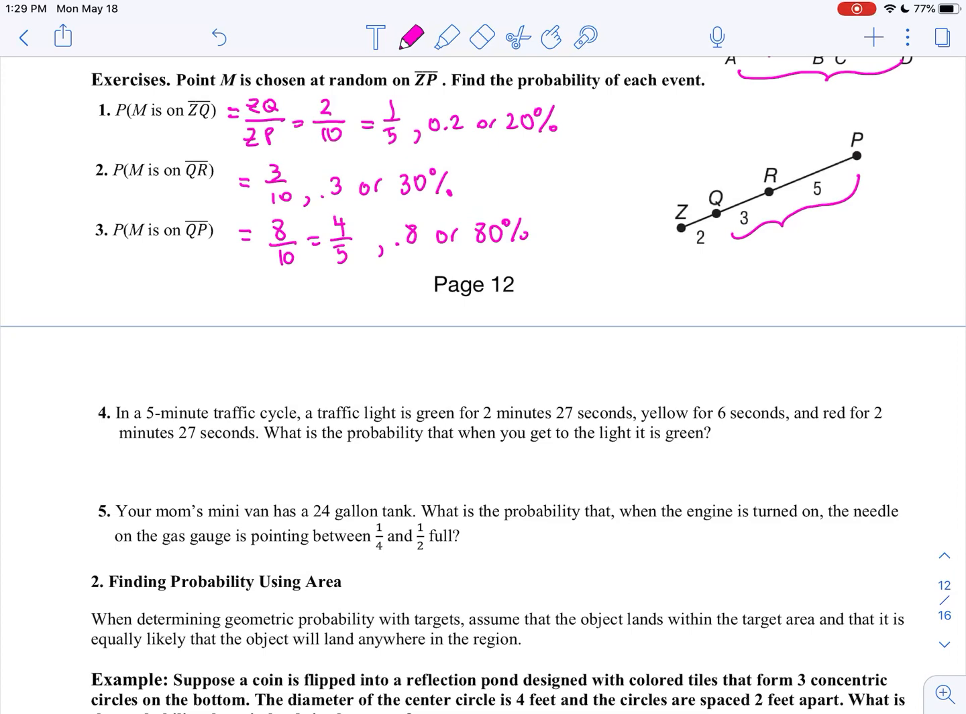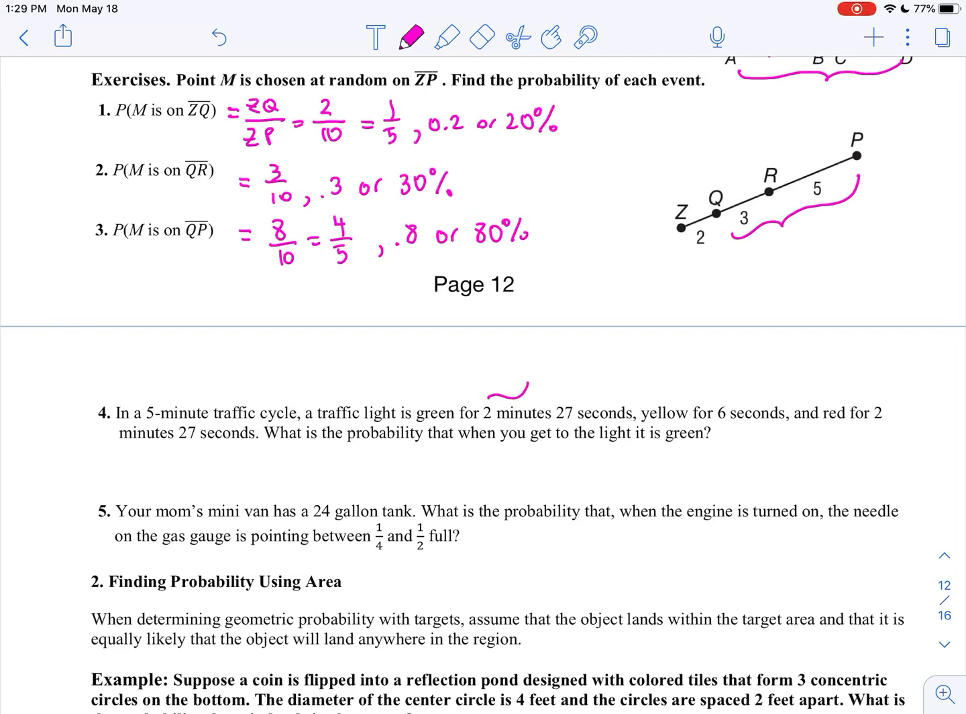On the next page, we're going to deal with a problem that has time in it. In a 5-minute traffic circle, a traffic light is green for 2 minutes and 27 seconds, yellow for 6 seconds, and red for 2 minutes and 27 seconds. What is the probability that when you get to the light it is green? So we would need to know how many minutes it is for green.